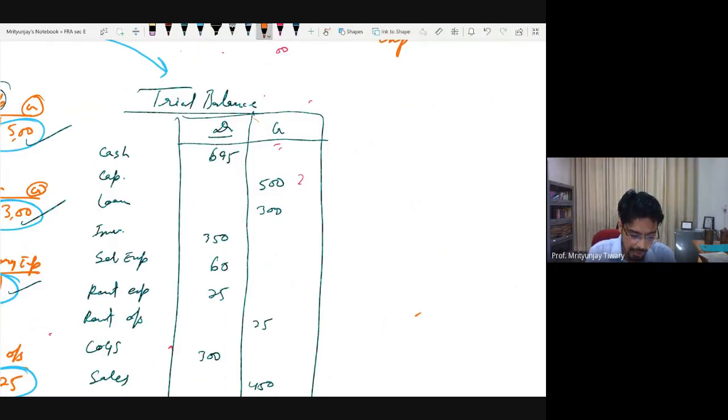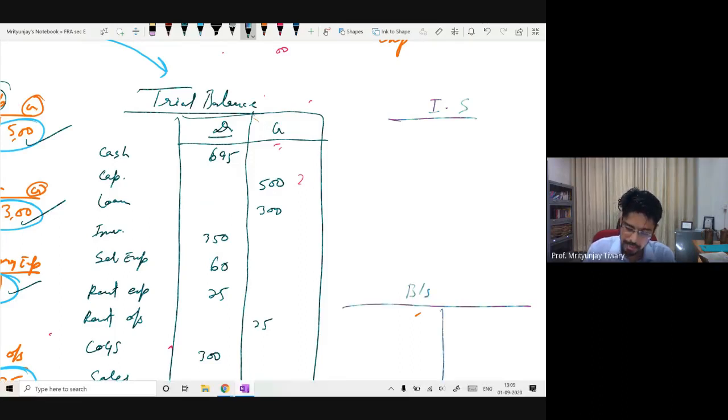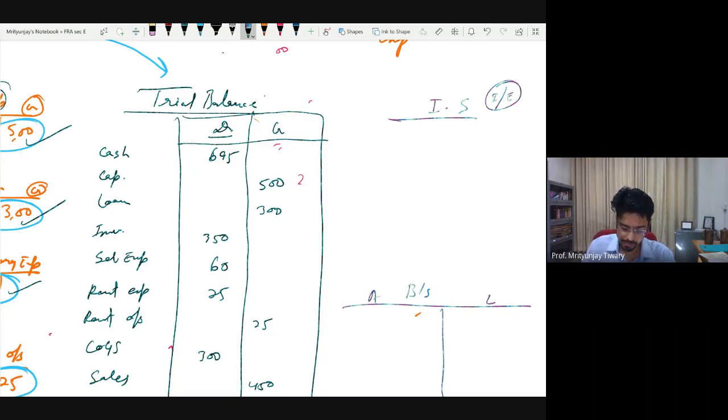So remember the process. The process is that there are two statements that will get prepared simultaneously. One is called an income statement. One is called a balance sheet. Okay. What will be the content? Income statement's content will be income and expenses. And balance sheet content will be assets and liabilities. If something is an asset or liability, it will go into balance sheet. If something is an income or expense, it will go into income statement.